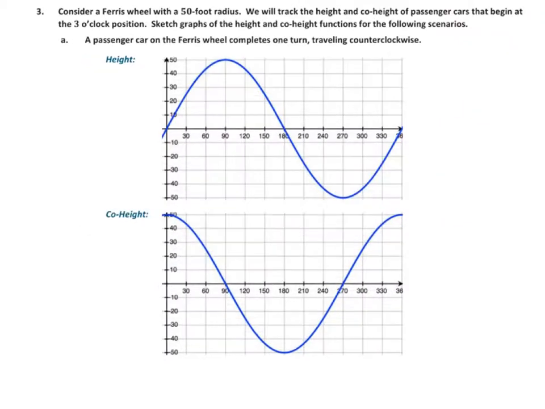All right, number 3, consider a Ferris wheel with a 50-foot radius. So this one has actually expressed a 50-foot radius. We will track the height and co-height of the passenger cars that begin at the 3 o'clock position.